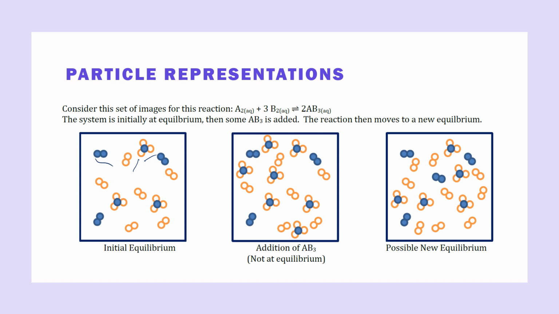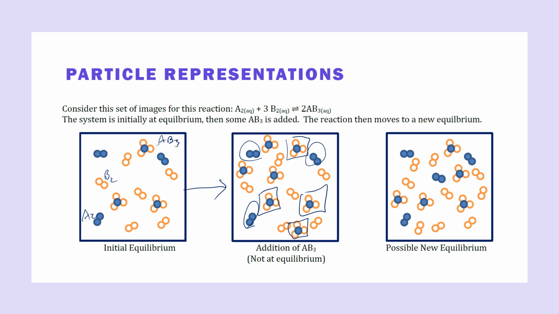So the system is initially at equilibrium, and then some AB3 is added. So this is going to be our A2, this is going to be our B2, and this is our AB3. Then the reaction moves to a new equilibrium. So when we go through this first step, we still have the same amount of A2, okay? And we also still have the same amount of B2, but we just have more AB3, right? And it looks like we added 4 new molecules of AB3. So it's not at equilibrium anymore because we added some extra product.